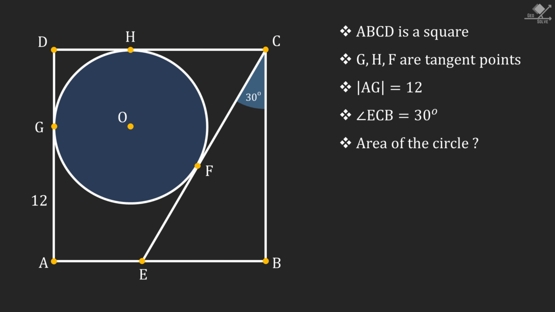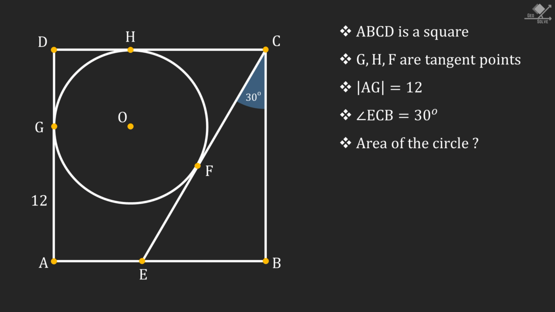Let's start with the information given in the question. ABCD is a square. Points G, H, and F are tangent points of the circle. The length of the line segment AG is 12 units. Angle ECB is 30 degrees. And we are asked the area of the circle. Now let's begin our solution.